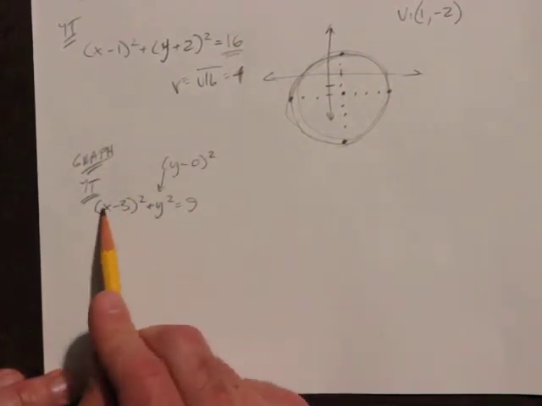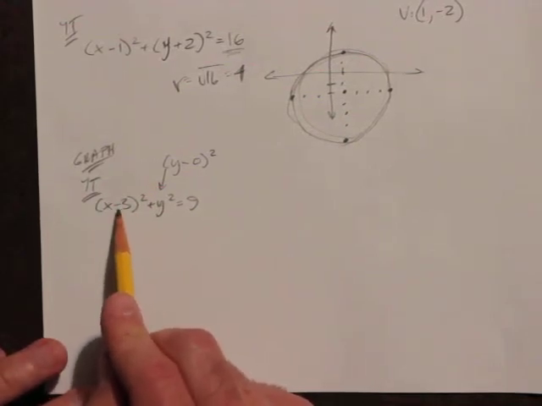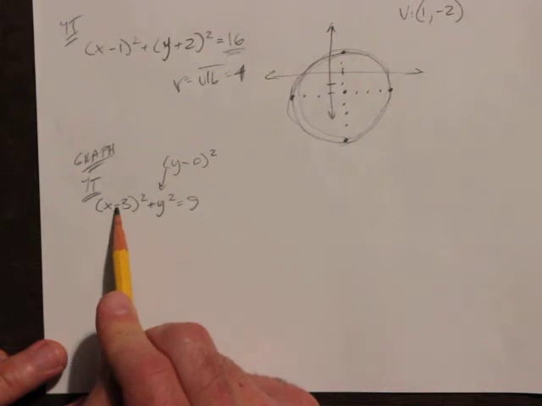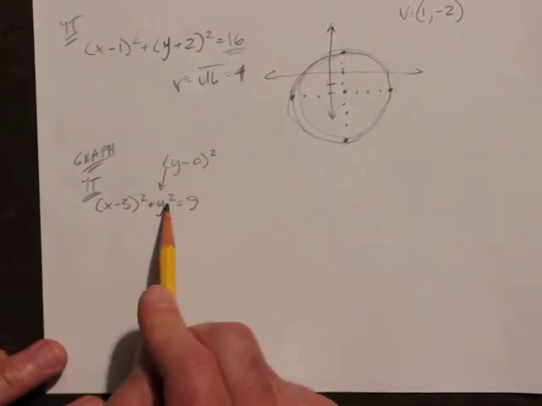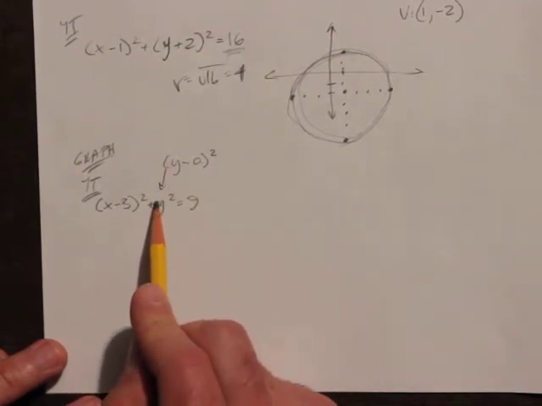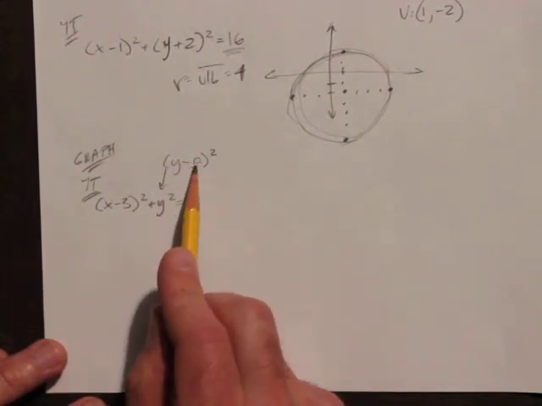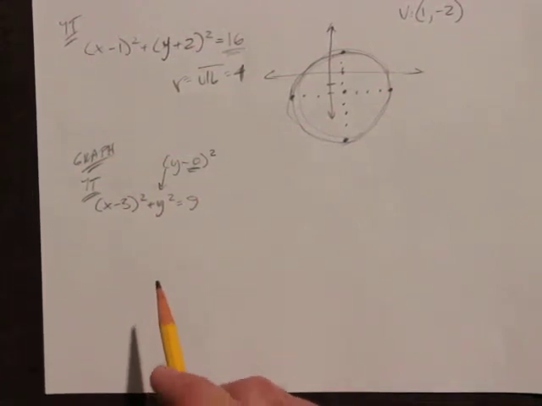So if you see x squared by itself with no minus or plus or whatever, then you know that the x value for your center is going to be 0, and in this case you've got the y squared by itself with no minus or plus anything, so 0 is your value for the center.